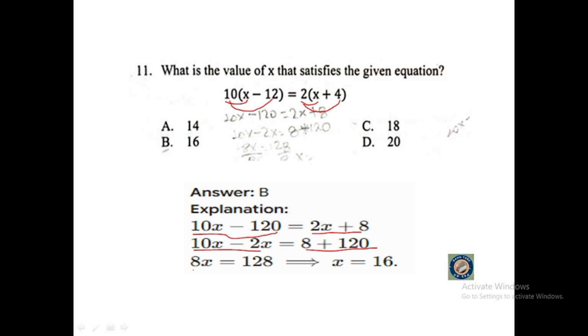10x minus 2x is equal to 8x. 8 plus 120 is 128. Therefore, the value of x can be calculated as 16. Hence, the correct answer is 16.